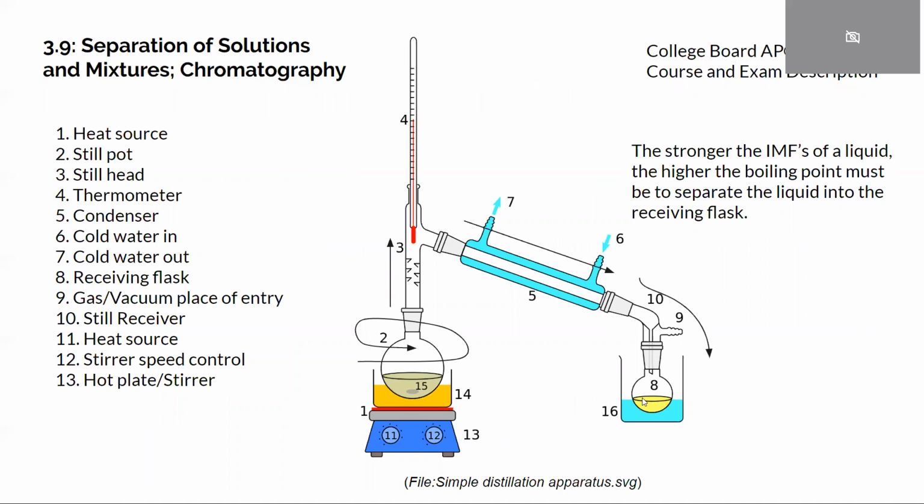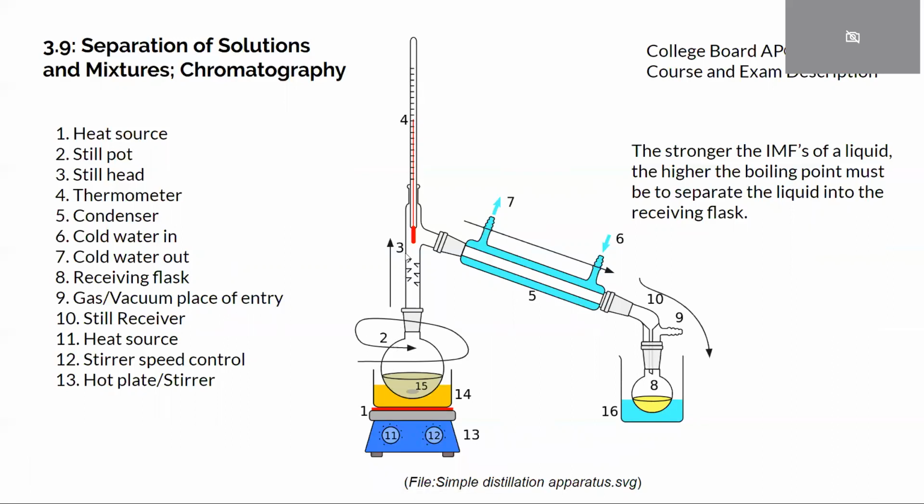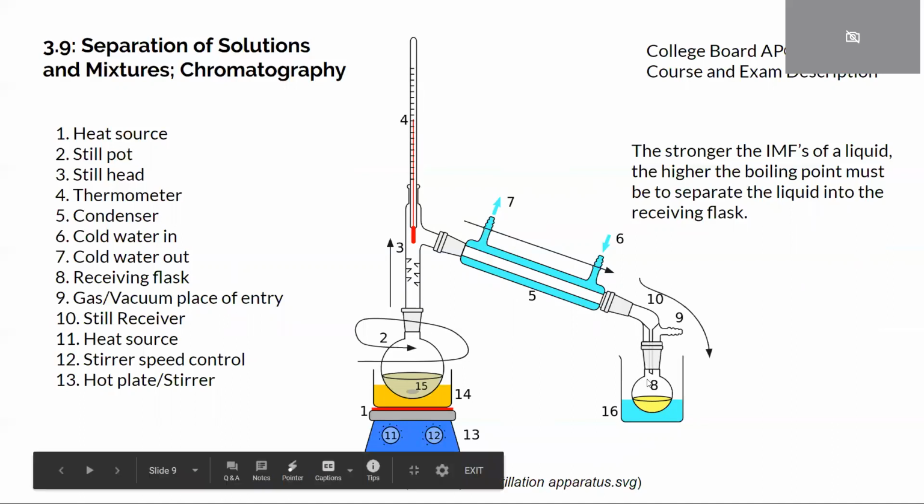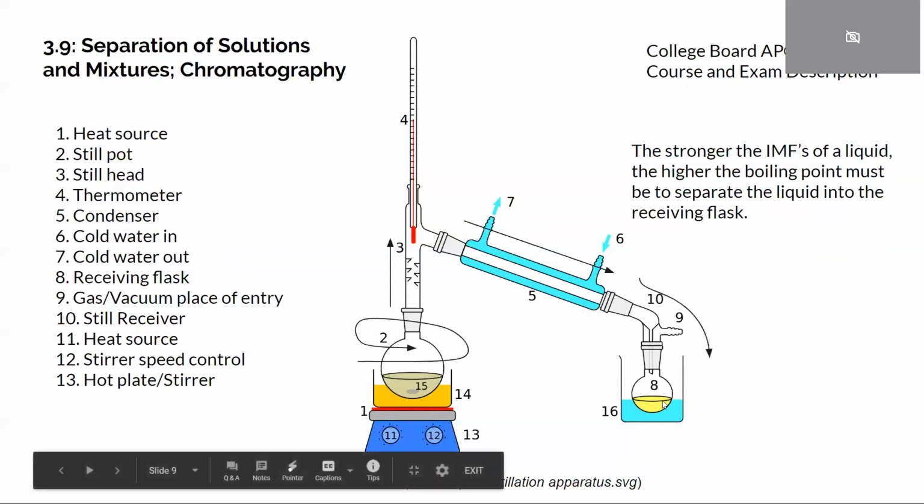And so I'm just going to go through these different aspects of the distillation lab setup. So here's the heat source. Here's the still pot. Here's the still head. Here's the thermometer. This is the condenser, so this will cool down the vapor and then put it into liquid. And so there will be cold water coming in and cold water coming out, which helps cool down the vapor. And then here's the receiving flask.